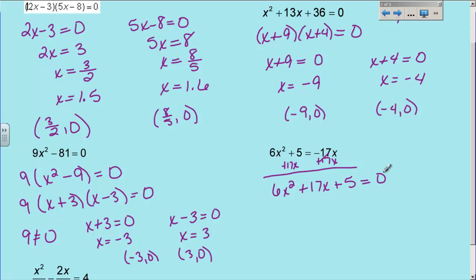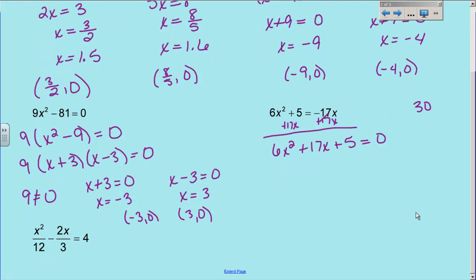Now it equals 0, but now I have to factor just like I had to factor before. So I start by doing a times c. 6 times 5 is 30. And I need two numbers that multiply to be 30 that add up to equal 17. Well, those two numbers are 15 and 2. Now, since this x squared has a number larger than 1 in front of it, I have to rewrite and do the grouping method. So I'm going to rewrite this as 6x squared plus 15x plus 2x plus 5. And then I will factor.